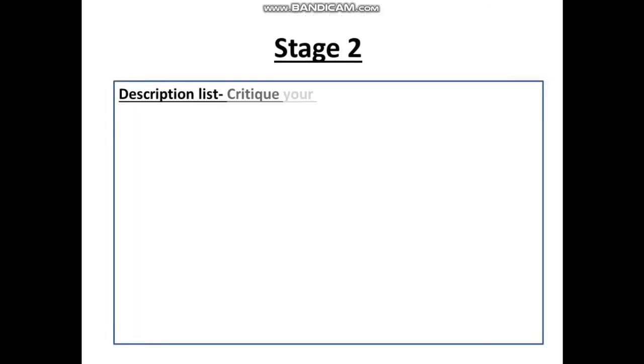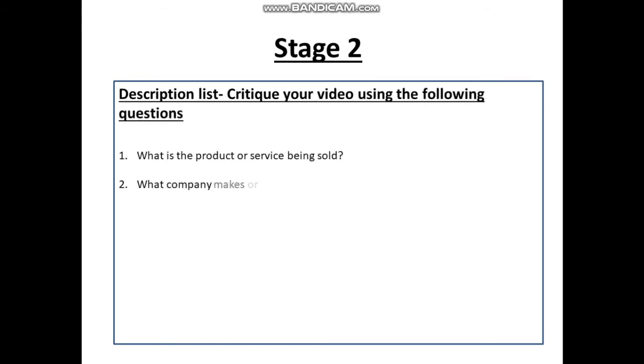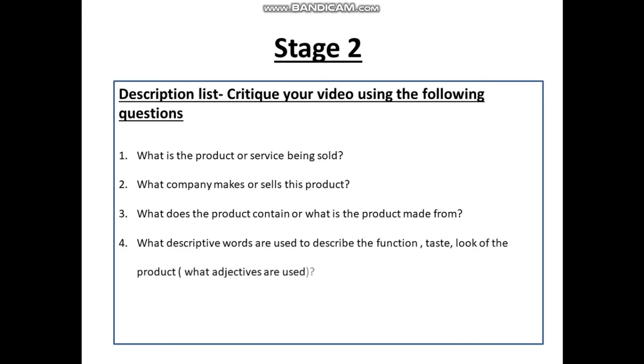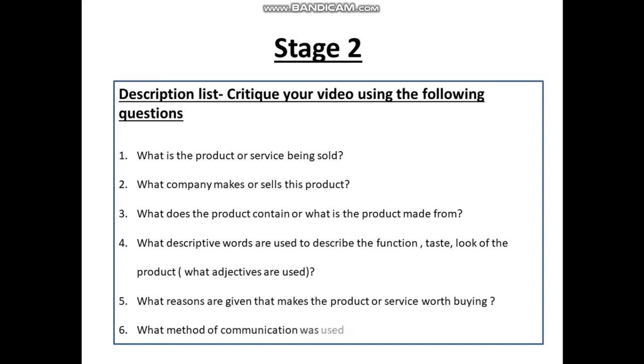Stage 2. The next thing that we're going to be doing is to create a list, describe what we are seeing in our advertisement, okay? So we use this list to critique your video or your audio or your picture, all right? Now the questions that you're going to be using to critique this advertisement are the following.